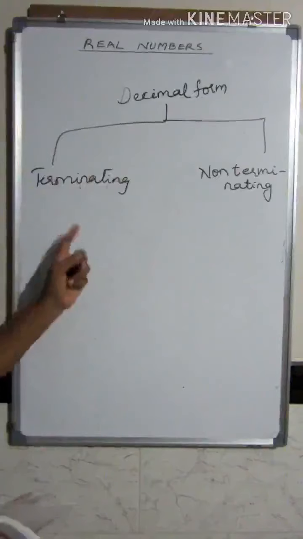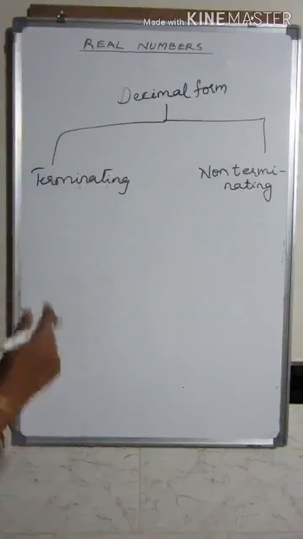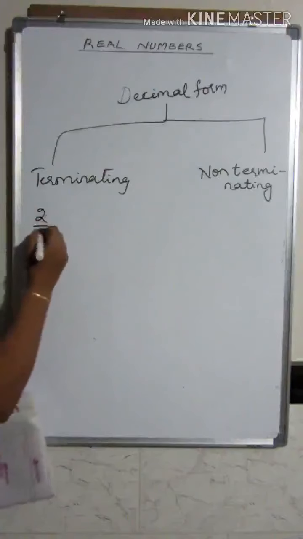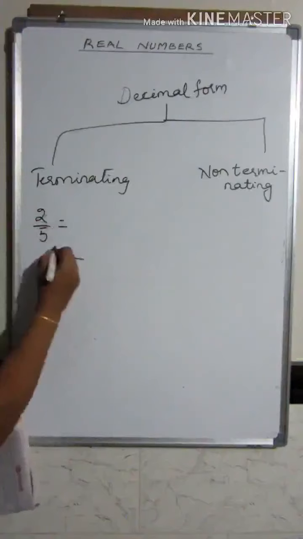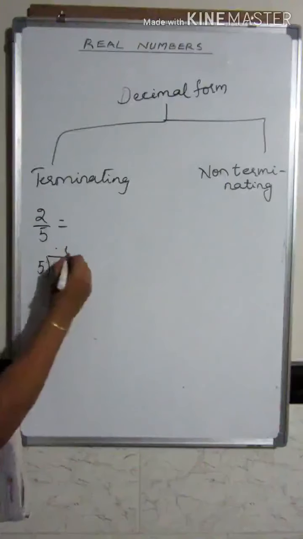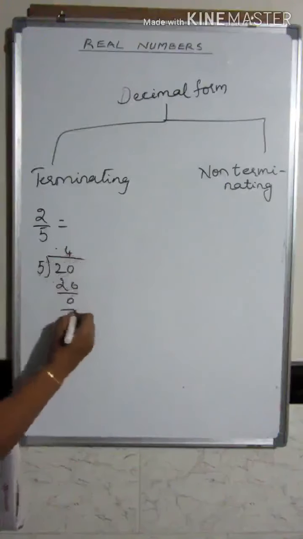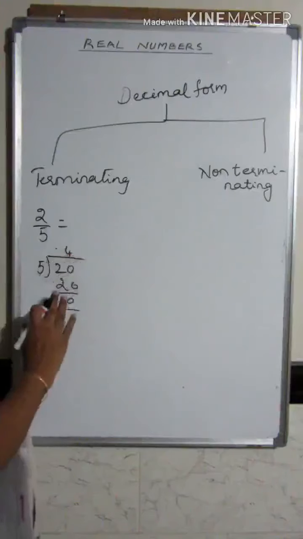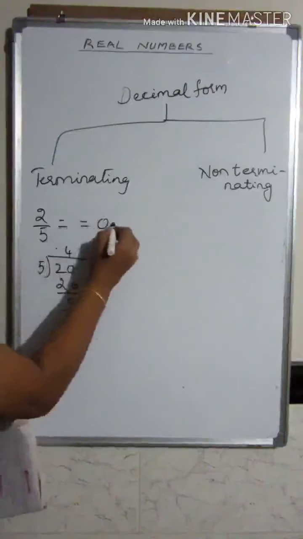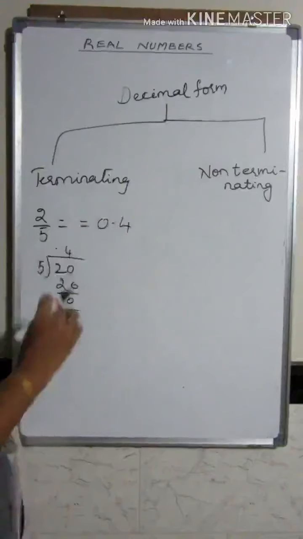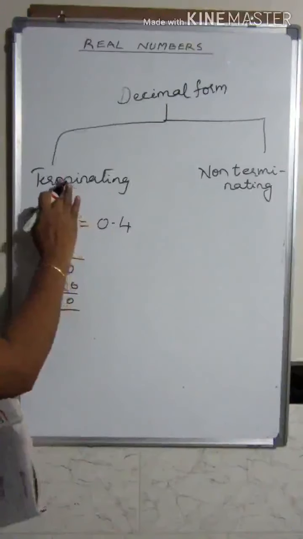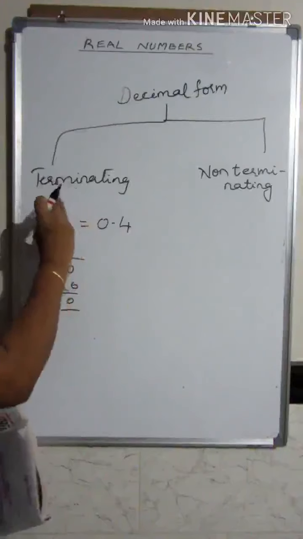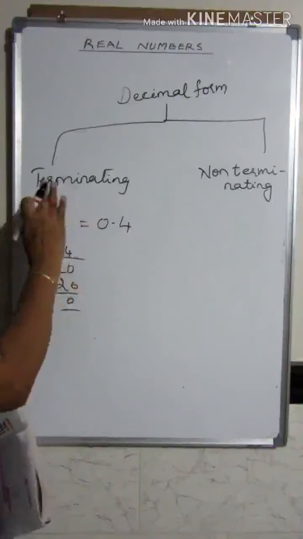Now what are the terminating type of rational numbers? Now suppose you divide any number by 2. You are dividing, so you put a point, you take a 0, 5 4s are 20. So the division is complete here, the division terminates here. So the value here will be 0.4. So whenever the division terminates or you get the remainder as 0, then such type of decimal representation or that type of rational number is called a terminating decimal form.